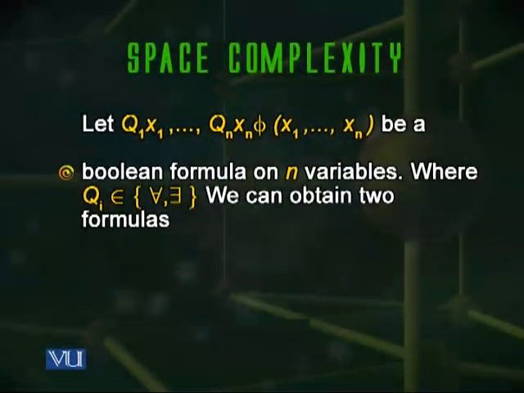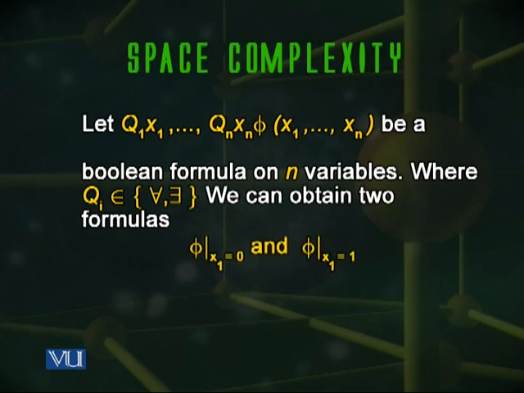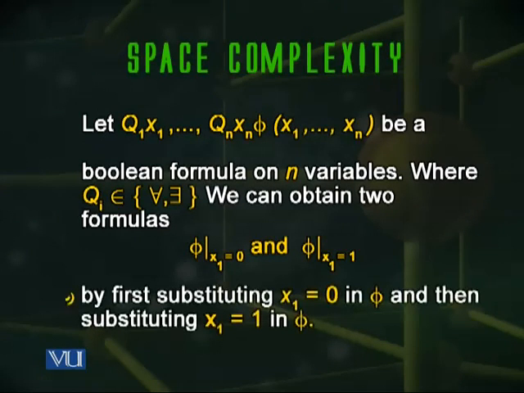Now, suppose that you have a very complicated Boolean formula and it has quantifiers q1 with x1, q2 with x2, all the way up to qn with xn. So this is a formula on n variables, and each of the quantifiers is, of course, either for all or there exists. Then by looking at this formula, we can obtain two formulas. The first formula is obtained by substituting 0 for the variable x1, and the other formula is obtained by substituting 1 for the variable x1.